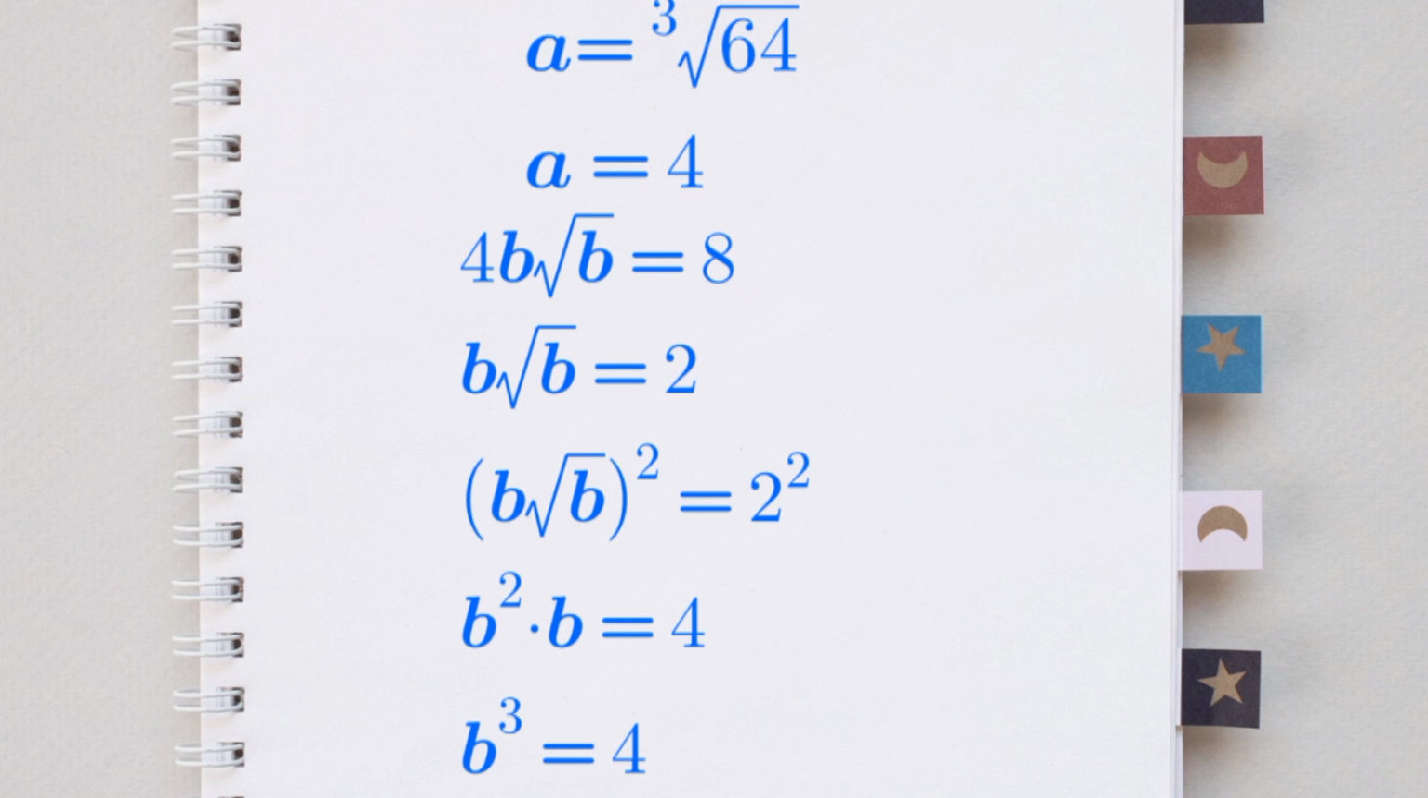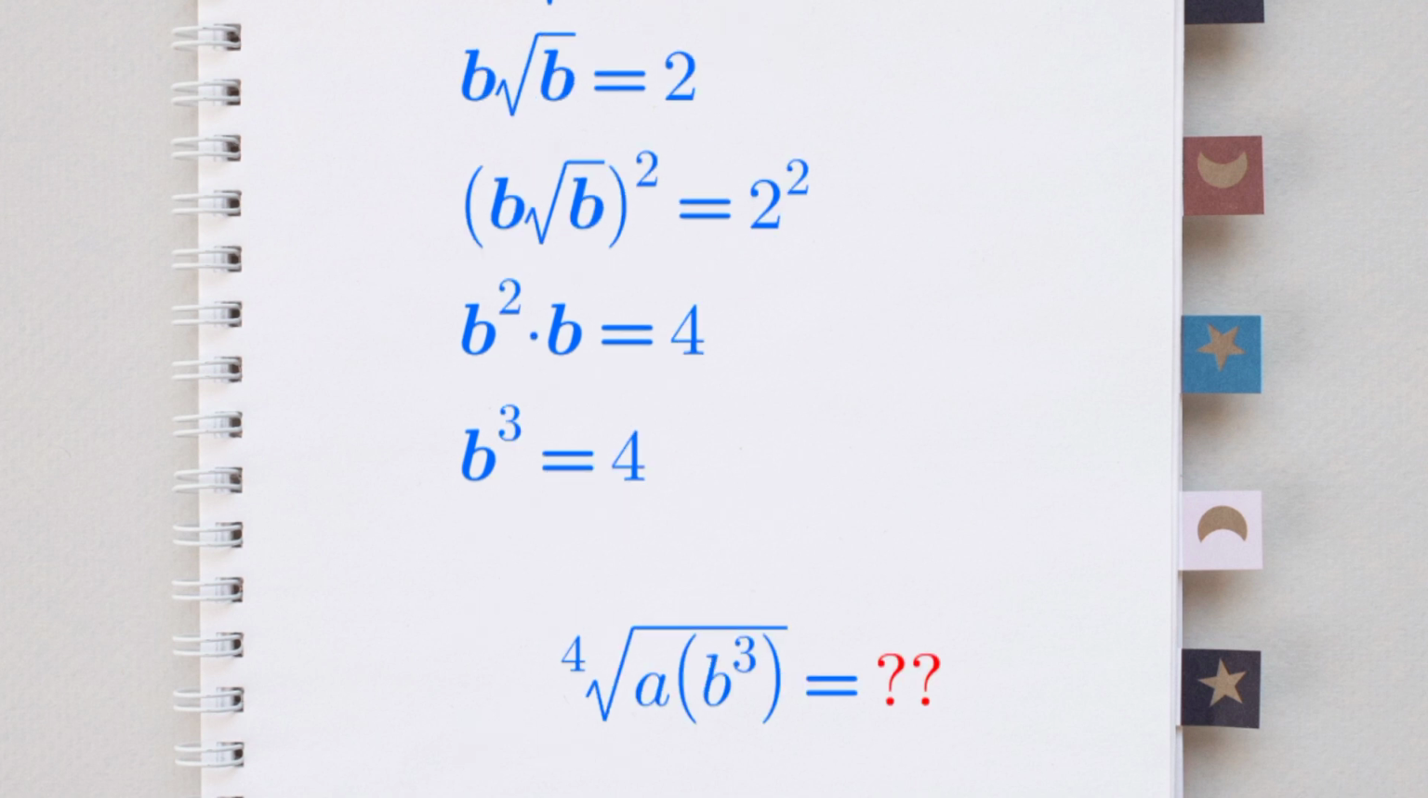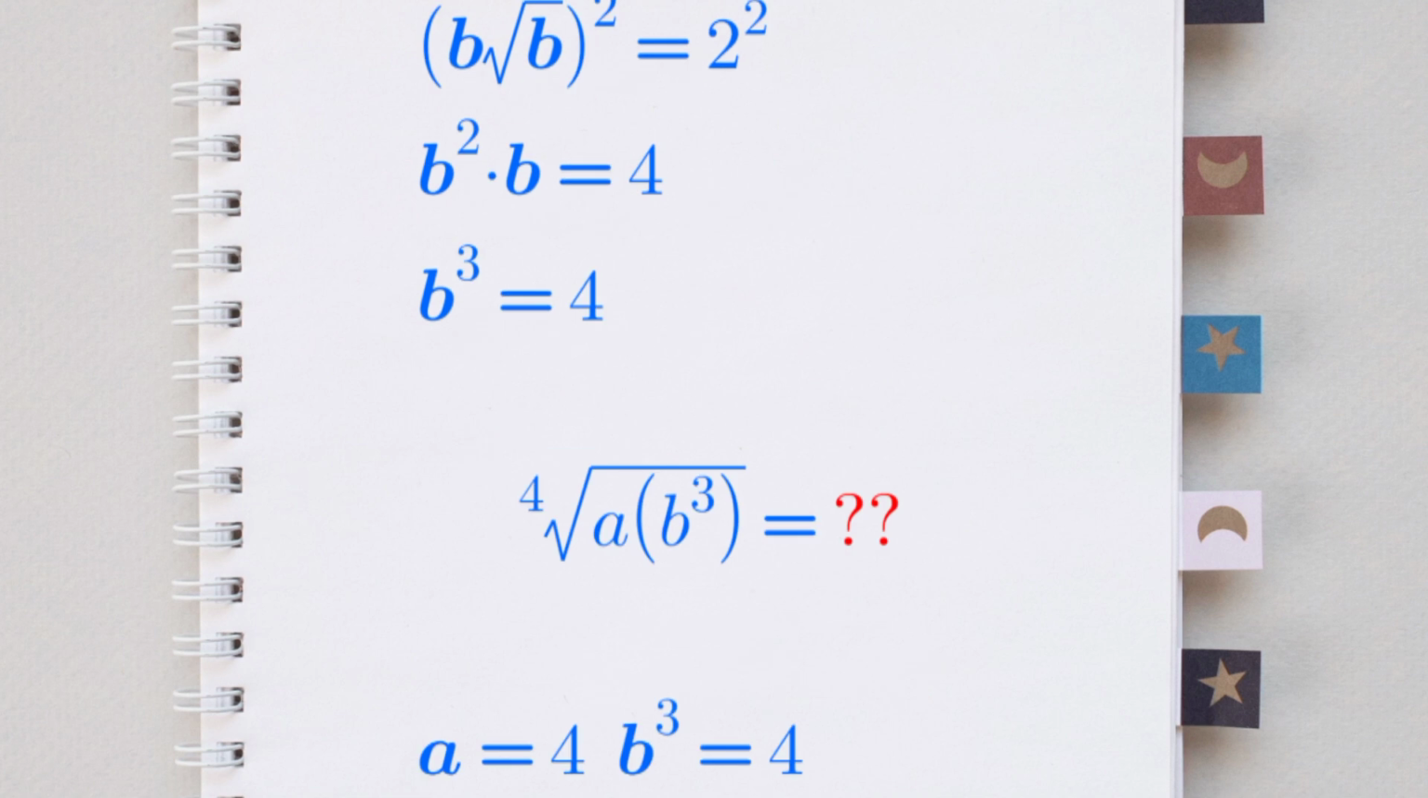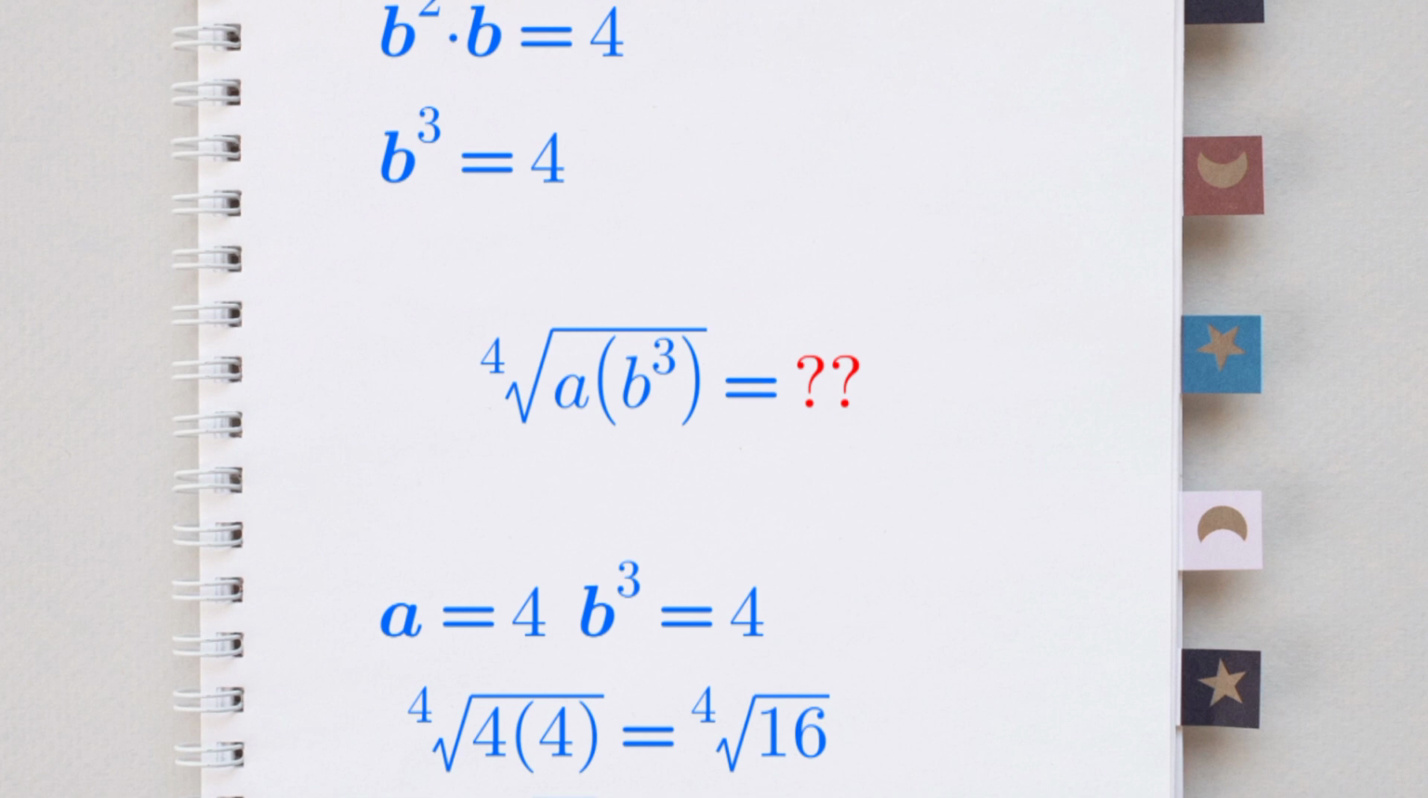Now back to the question. The question says we should solve for the fourth root of a multiplied by b cubed. So when we finally substitute, we have our fourth root, where a = 4 and b³ = 4. So we have the fourth root of 4 multiplied by 4, and 4 multiplied by 4 is equal to 16. So the fourth root of 16 is equal to 2. So our final answer is equal to 2.